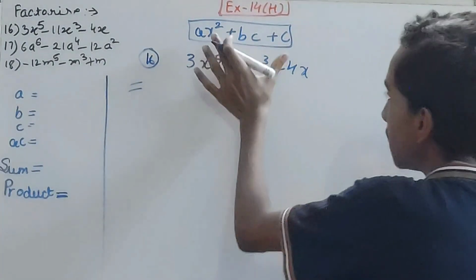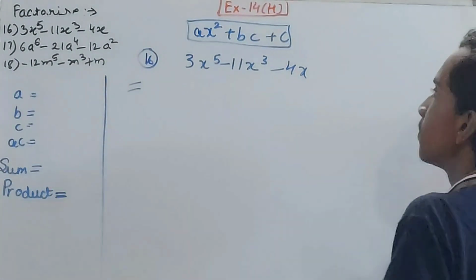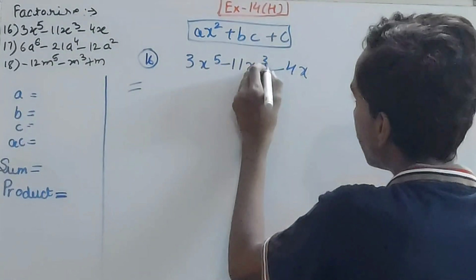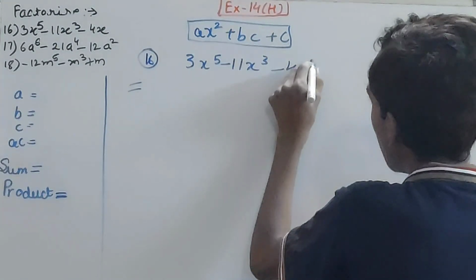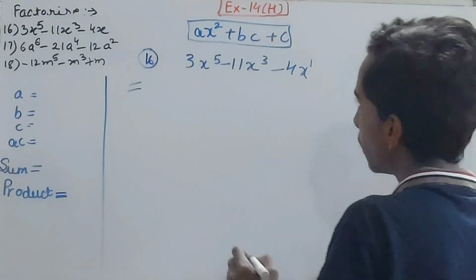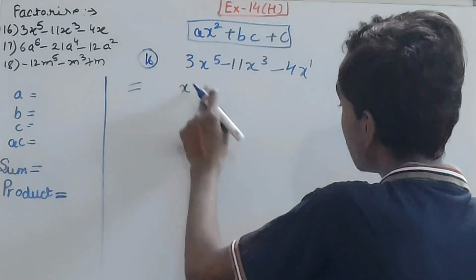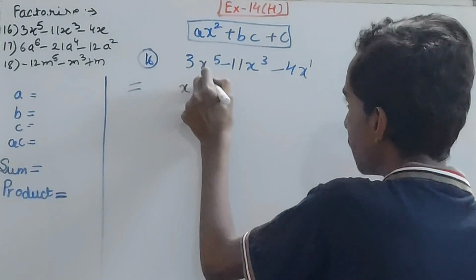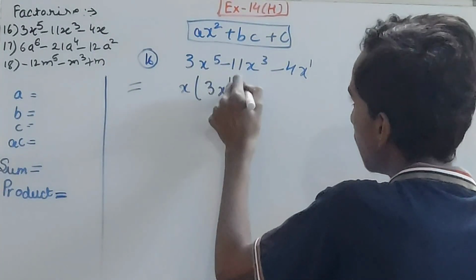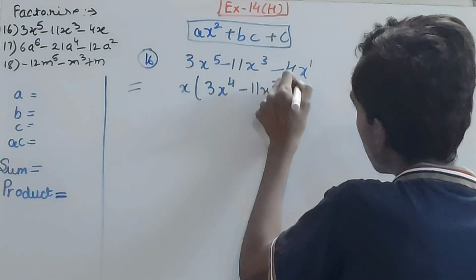So first of all, again it is not in the standard form. What you are supposed to do, take the common factors. So we can take x to power 5, x cube and x to power 1 here. So what can be done here? We can take common of x. In numbers we can't take anything common. So you will have 3x to power 4 minus 11x square minus 4.